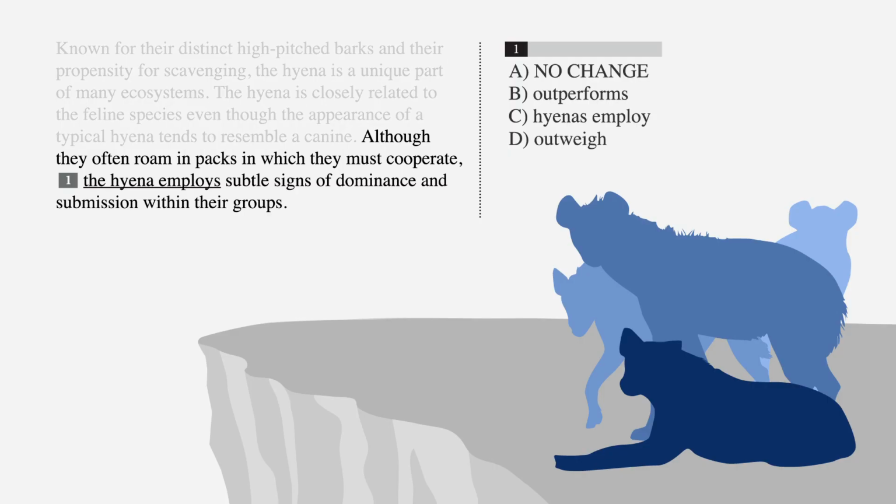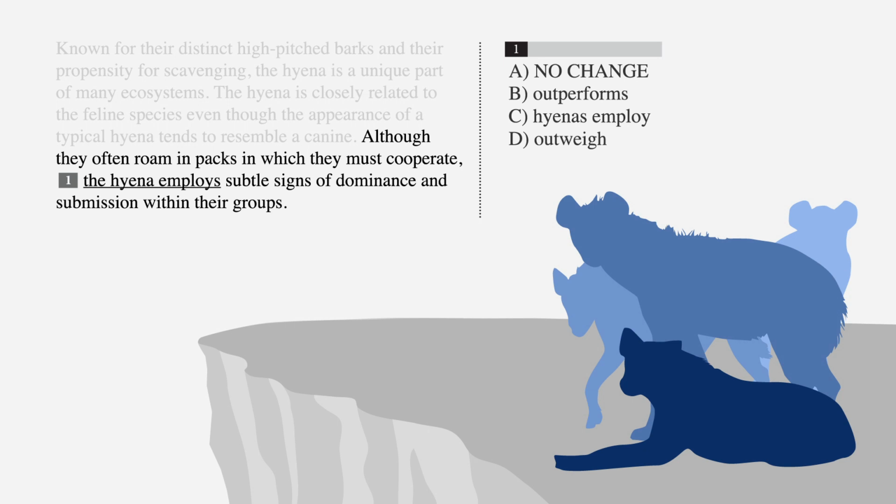Although they often roam in packs in which they must cooperate, the hyena employs subtle signs of dominance and submission within their groups. Our answer choices are various versions of the underlined portion of the sentence. Let's take a closer look at the whole sentence. After the first comma, we're given the antecedent and verb hyena employs, which is singular. However, the other pronouns throughout the sentence are plural, they and their. And we know those pronouns are correct because they aren't underlined.